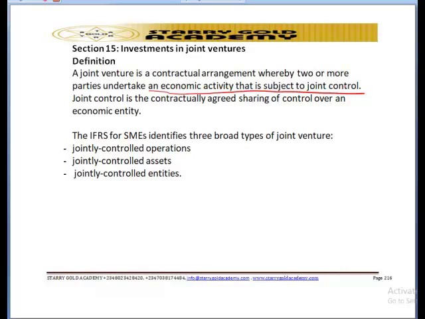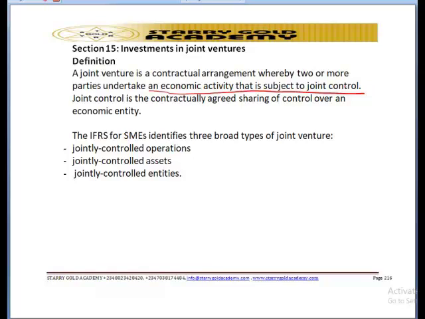So if you are part of the entity in a jointly controlled operation, you must recognize the assets that you yourself are controlling, and the liabilities that you incur. And you also have to recognize the expenses that you incur and the share of the income that you earn from the sale of goods or services by the joint venture. Now, an entity with an interest in jointly controlled assets, that's what I want to look at.